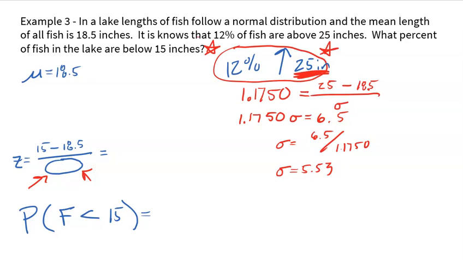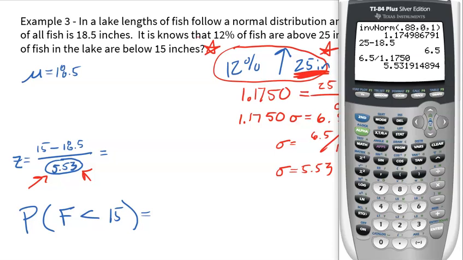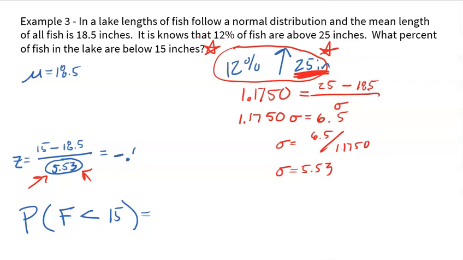All right, now I'm going to come back over here. That wasn't even the question, right? But I needed to do that to help me find my question. What's the probability of fish is less than 15? Well, now I just got to find the z-score for 15. Subtract the mean, divide by the standard deviation. 15 minus 18.5, divide by 5.53. This fish has a z-score of negative 0.6329.